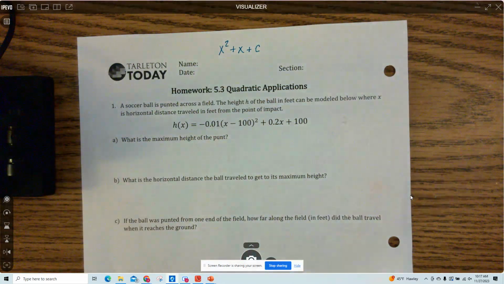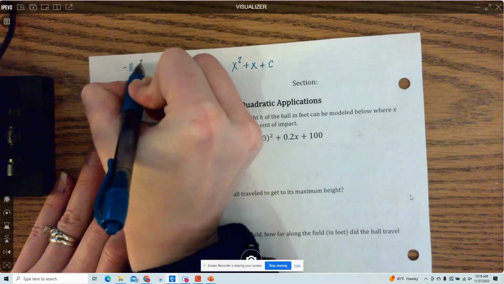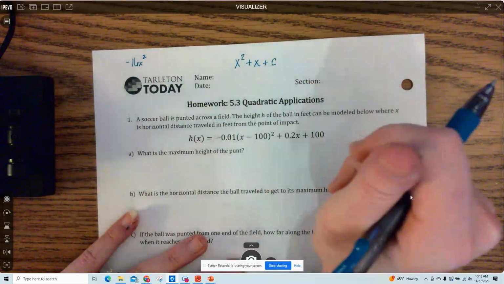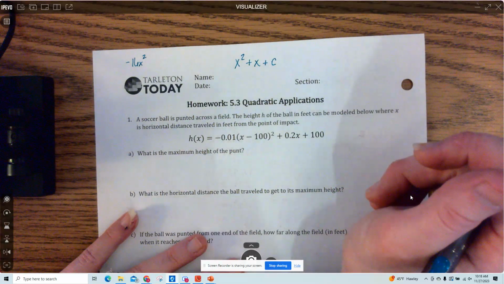So like Keegan throwing a football, right? I could write a quadratic to represent Keegan throwing a football. Okay, so we would probably say in feet. So it would be something like negative 16 x squared. Keegan, how fast do you think you can throw a football? 80. I can throw pretty hard.